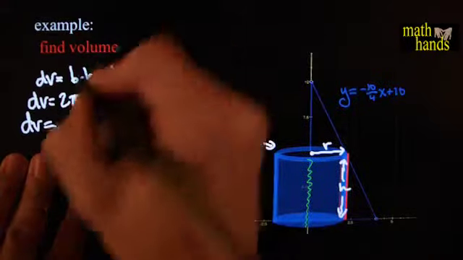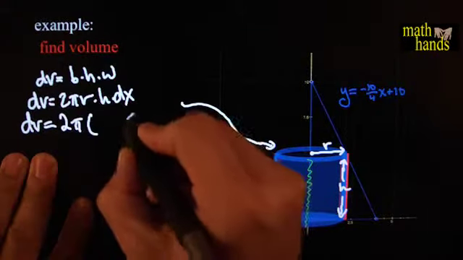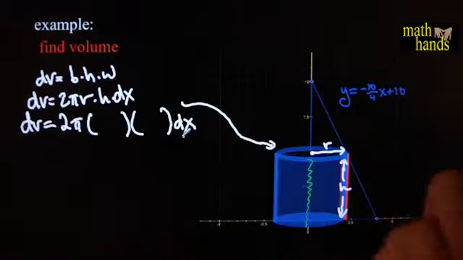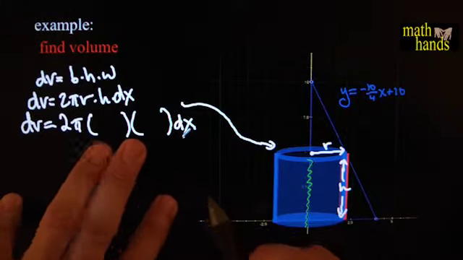So what do we calculate here? 2 pi r. I'm going to leave some space for my r here, leave some space for my h here. Look how easy this is.